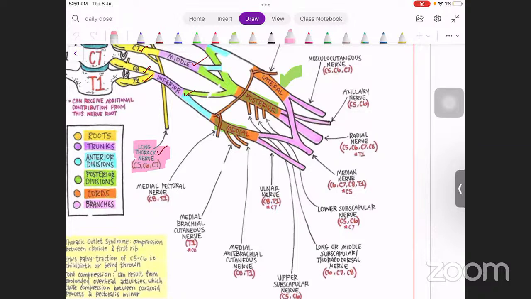So you have 3 cords, which give rise to 5 important branches, and the rest of them are smaller branches. What are the 5 important branches? One is your musculocutaneous nerve and the lateral half of the median nerve by your lateral cord, the medial half of the median nerve and your ulnar nerve by your medial cord, and the axillary nerve and your radial nerve by your posterior cord. The axillary nerve root is C5, C6, and the radial nerve root is C5, C6, C7, C8 and T1. So that's why the radial nerve is also the thickest nerve of the brachial plexus.